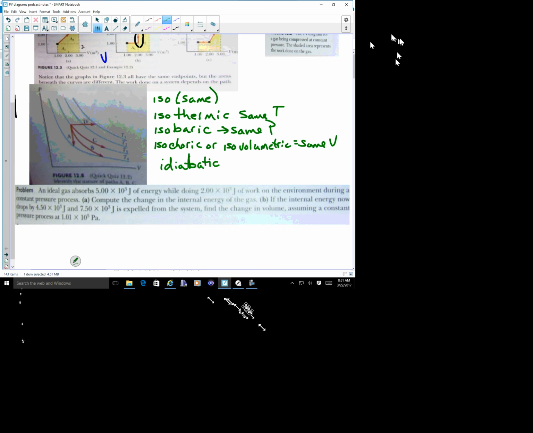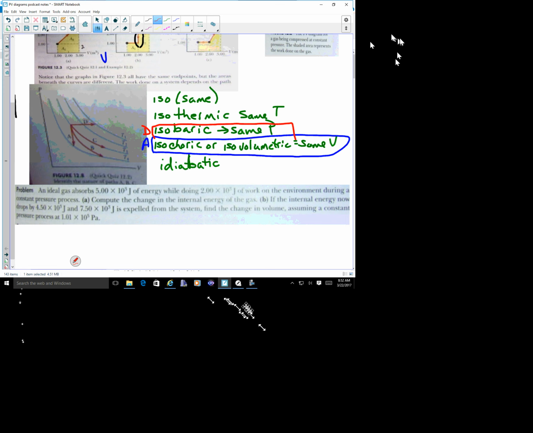So if you look at these, let's look at letter A. It's going straight down, so the pressure's changing, but the volume's not. So that means letter A would be isochoric or isovolumetric. This would be letter A right here. Okay? Now let's look at letter D. Letter D goes straight across, so the pressure's not changing. And if the pressure's not changing, that would be isobaric. So letter D would be this one. Okay?